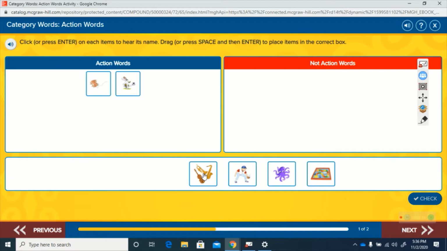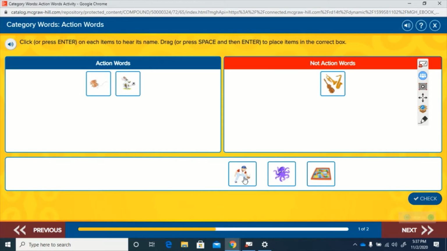Let's listen to this one. Instruments. Is the word instrument something we do? How about I tell you, hey, go instruments? That doesn't make any sense, does it? It's silly. Instruments are things we can hold and we can make music with, but they are not an action in and of themselves.